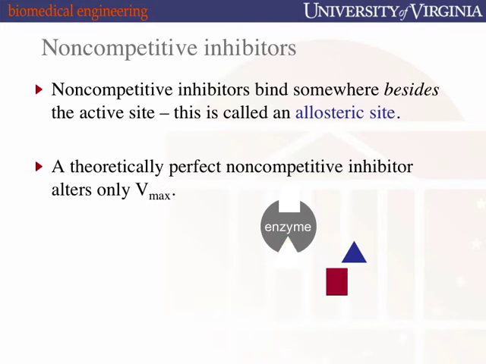How might it do that? What's one unifying theme in our protein conversations? Yes? Yes, yes. It changes the structure, right? We induce a conformational change, which is going to disrupt that catalytic site or alter the catalytic site so it's less effective. So a theoretically perfect non-competitive inhibitor is only going to alter the Vmax. It actually won't affect Km.